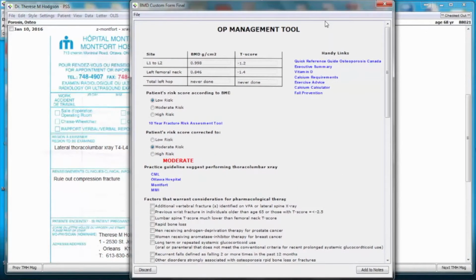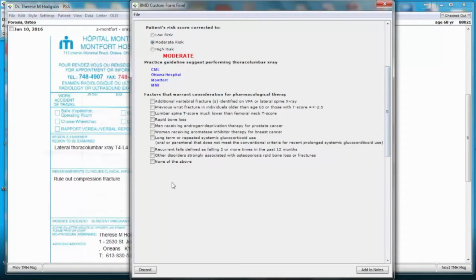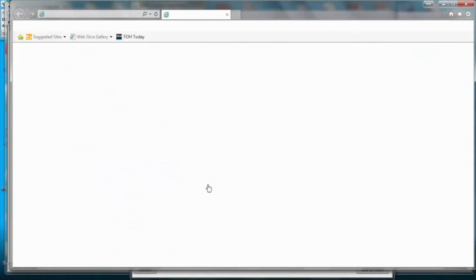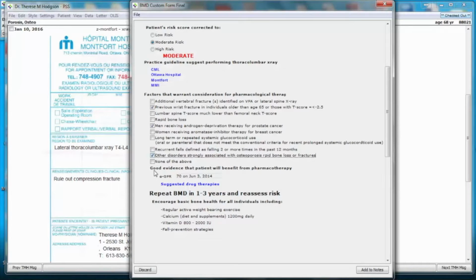Once the result comes in, then you proceed to review the risk factors of your patient. If any of these are said to be yes, then there is good evidence that the patient would benefit from pharmacotherapy. And again, we are drawn to the suggested first-line therapies.